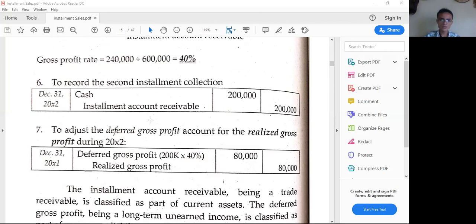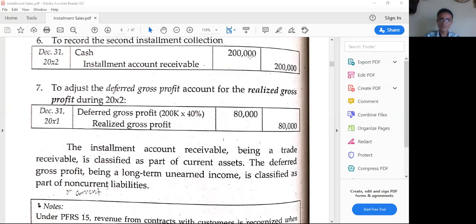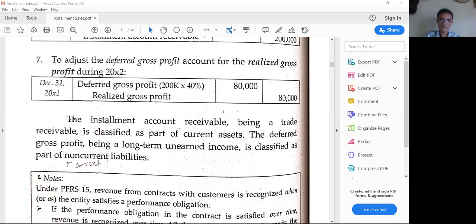Then if this is the installment collection in the second year, 200,000, simply multiply this by 40% to get the realized gross profit. And to close, installment accounts receivable is being treated as part of current assets because it's within the normal operating cycle and is a trade receivable.